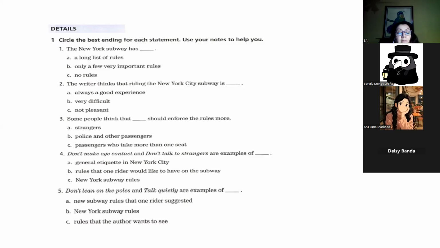New subway rules. A. B, New York subway rules. Remember the first chart that I presented to you? These two were there. Don't lean on the poles and talk quietly. They were already on the chart of New York.